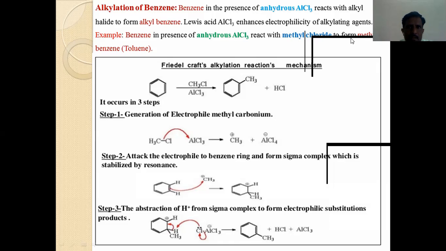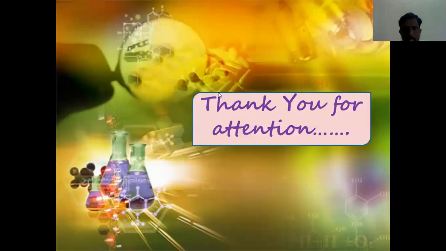And to increase the speed of reaction, we must use anhydrous AlCl3 acting as a catalyst, that is Lewis acid as a catalyst. For example, I have reported here, when benzene in the presence of anhydrous aluminum chloride as a catalyst reacts with methyl chloride, that is CH3Cl, as an alkylating agent to form methyl benzene, or you can call it toluene as a final product. In first step, generation of a carbocation, that is the electrophile. In second step, attack of electrophile on benzene molecule and formation of an arenium ion or Wheland complex. And in third step, the abstraction of proton from the sigma complex to get the electrophilic substitution product or highly stable product during the electrophilic substitution reaction.